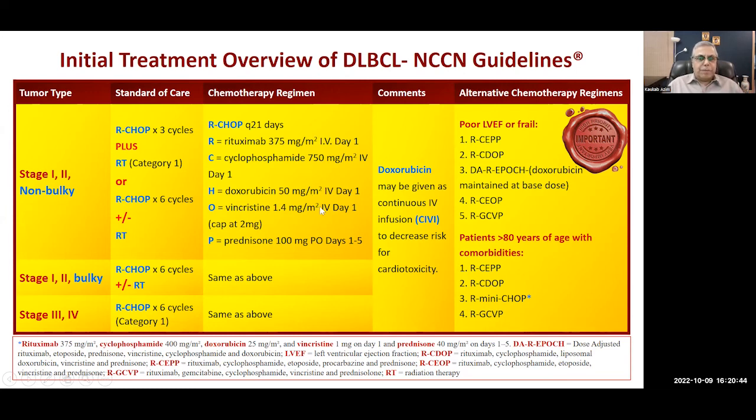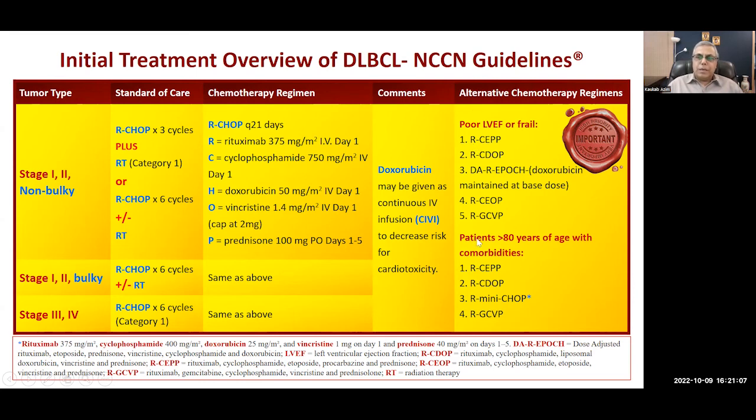And the doses have been given over here. We have got a mini CHOP as well. So if you compare the doses, I've given the doses over here or somewhere else, for mini CHOP the doses are lower, maybe in the next table. So mini CHOP has got lower doses as compared to R-CHOP, okay?